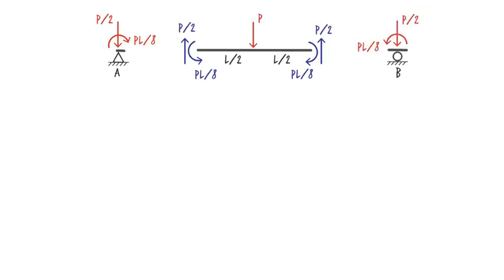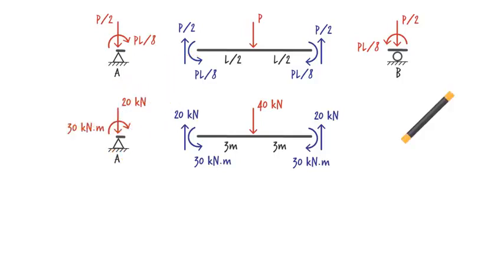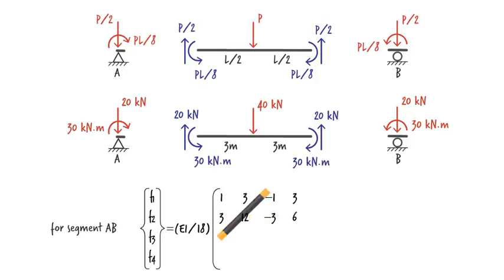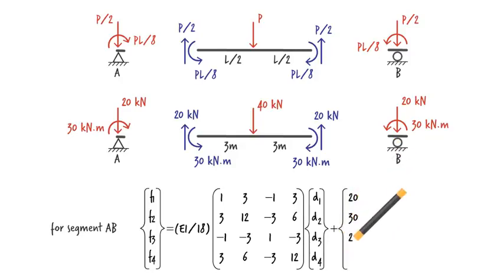In the case of our beam segment, since P equals 40 newtons and L equals 6 meters, we get... Let's now rewrite the member equations using these values. We are going to follow the same procedure for finding the equivalent joint loads for the distributed load in segment BC.